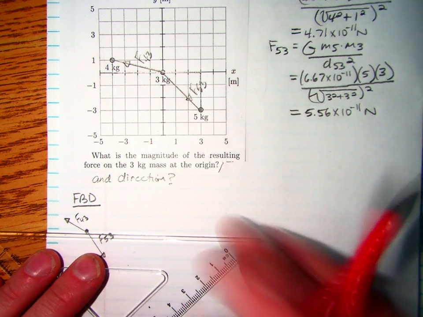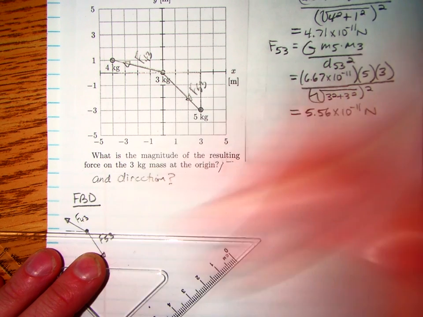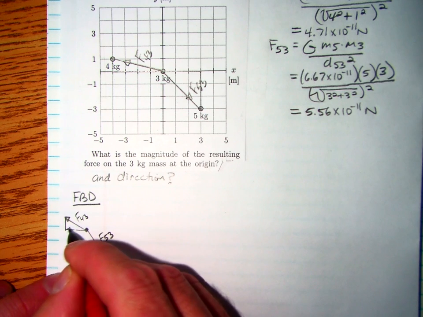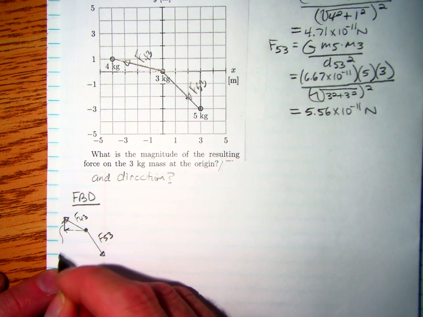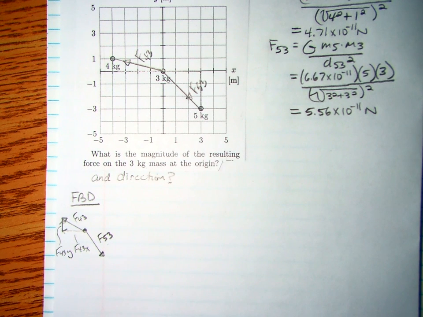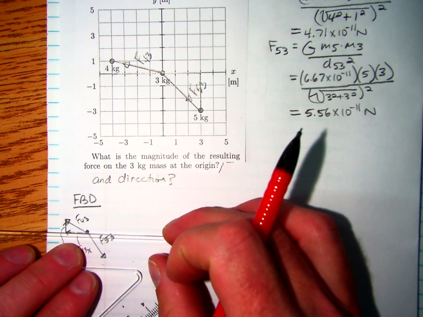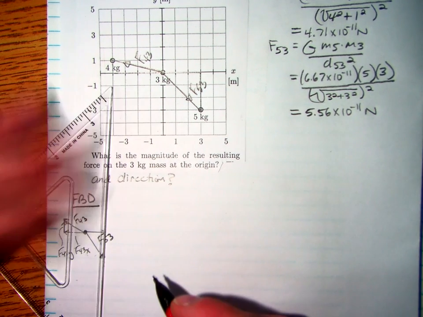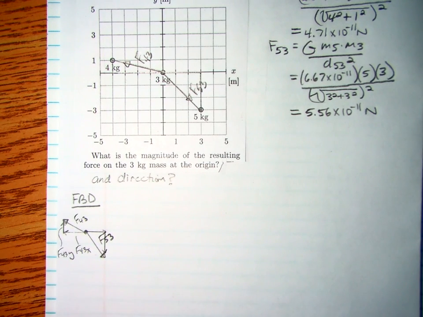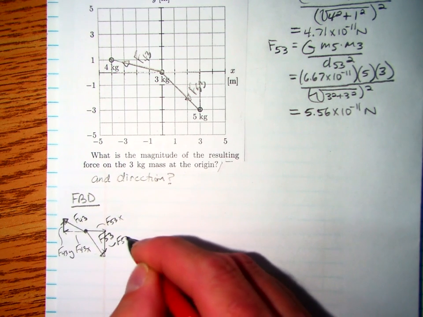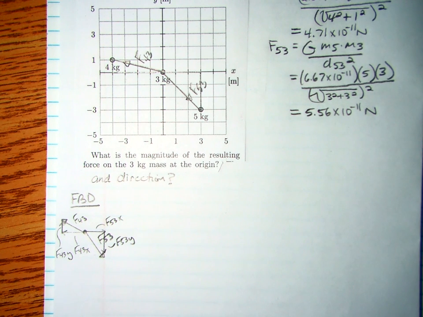And their components are perpendicular pieces that, when put together, form the original vector. Okay? So, the x component of F43 looks like this, and the y component looks like this. So here's F43y, and this is F43x. And then this one is the x component of F53, and this is the x component of F43. F53x, F53y.